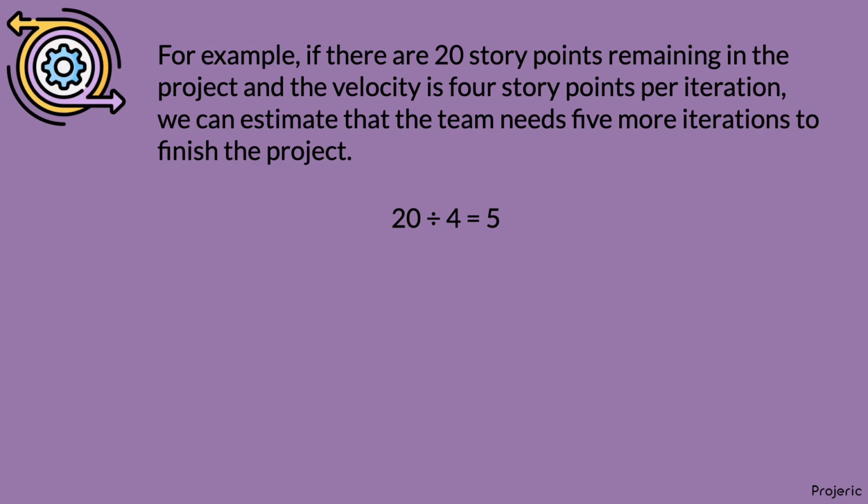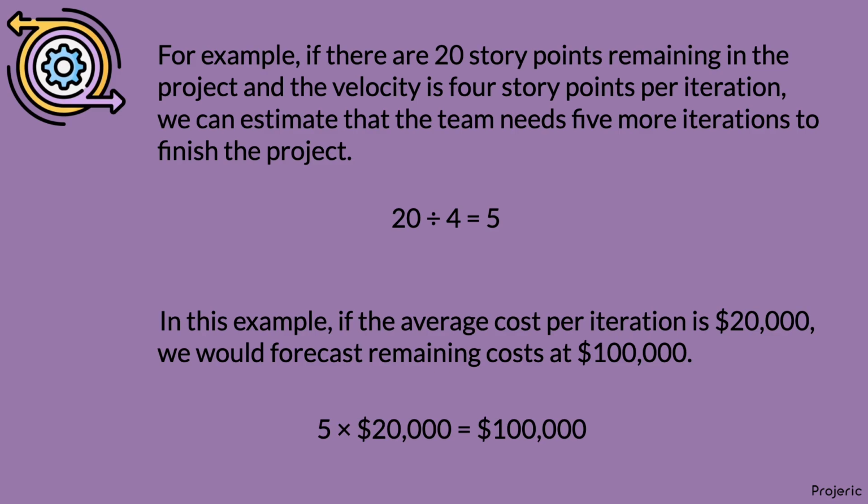We can also estimate the remaining project costs by multiplying the number of remaining iterations with the average cost per iteration. In this example, if the average cost per iteration is $20,000, we would forecast remaining costs at $100,000.